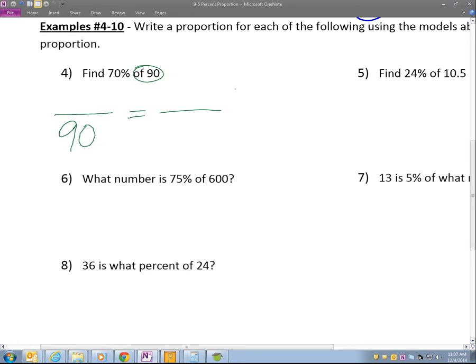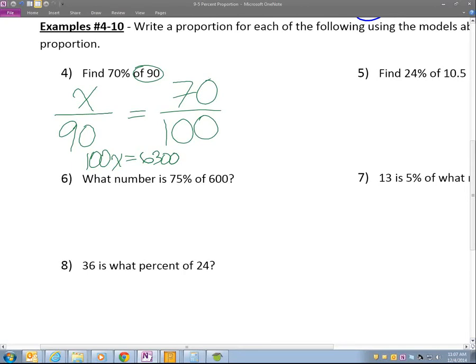That would be 70. Good, because it says up there that's where the percentage goes. And then Morgan, tell me what goes on either side of this. What can go in any of the spots? On top of 90 goes x. Good. On top of 90 is x because we're trying to find out what is 70% of 90. So I do the cross multiplication. I have 100x equals 3,600. No, 63. I did the same thing earlier. 6,300.